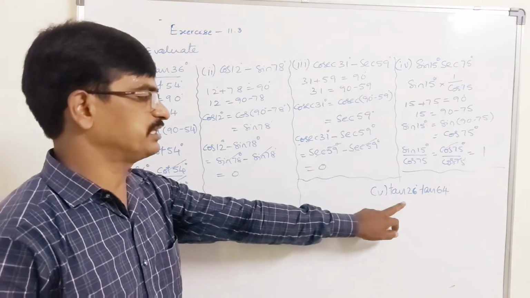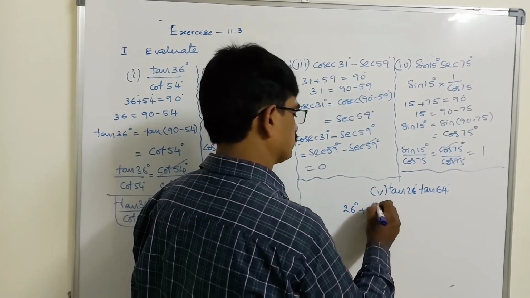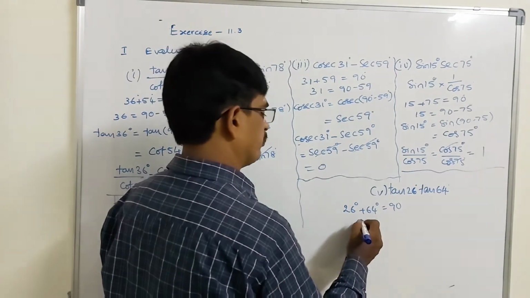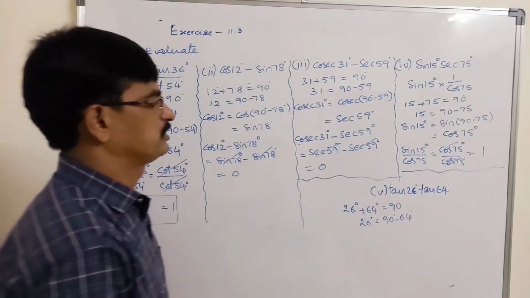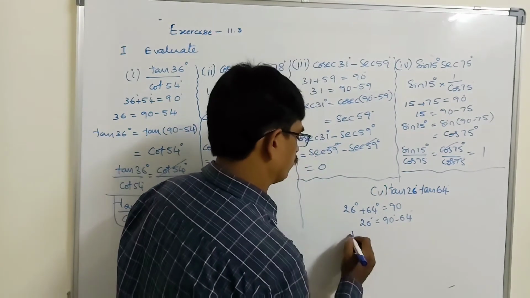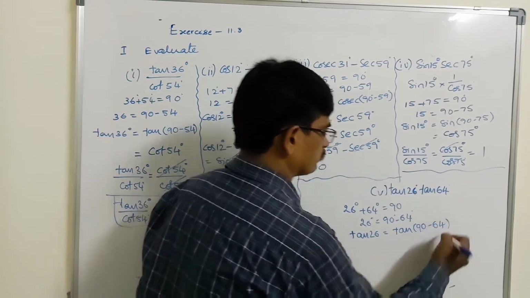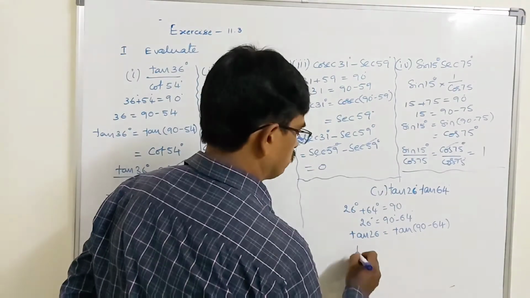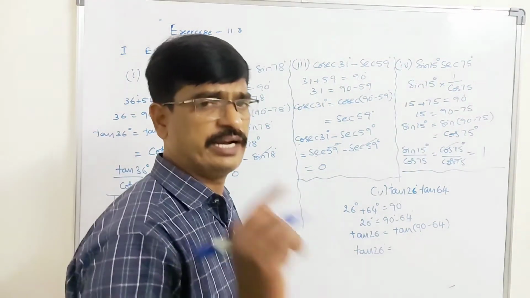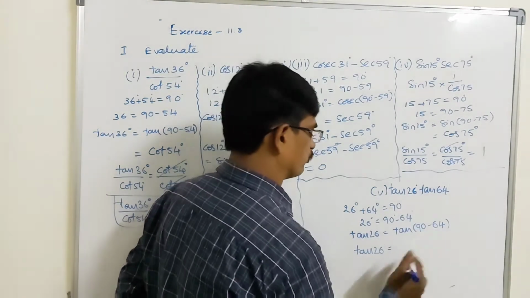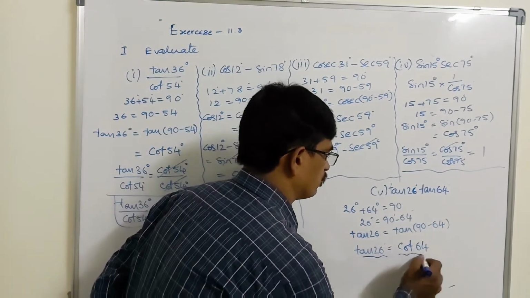Now tan 26, tan 64. Okay, 26 degrees plus 64 degrees is equal to 90. Now make 26 as subject, then we get 90 minus 64. Since here tan is there, apply tan on both sides. Tan 26 is equal to tan of 90 minus 64. Then tan of 26 degrees is equal to tan of 90 minus theta. Tan of 90 minus theta is cot theta, where theta is 64. That is cot 64. Tan 26 is equal to cot 64.